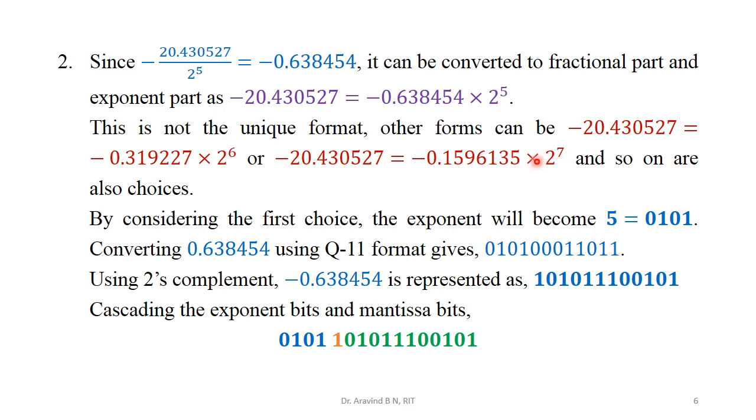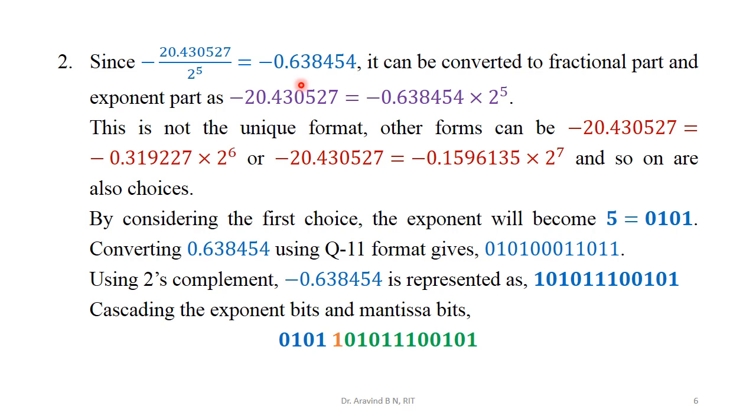Correspondingly, we need to identify the exponent and the mantissa. So in this example, we are considering 2 to the power of 5 to be the exponent realization. That is, the e value is going to be 5 in this case. So dividing this 20.430527 by 2 to the power of 5, we are going to get this value. Since the negative sign is here, the negative value is present here also. So the exponent e we have identified is equal to 5 in this case, and this is a positive value that we have obtained as the exponent.